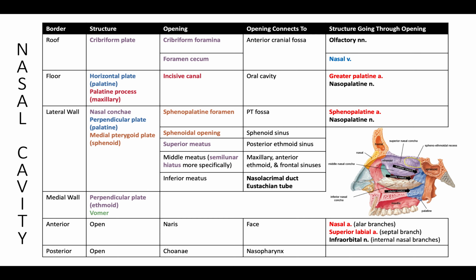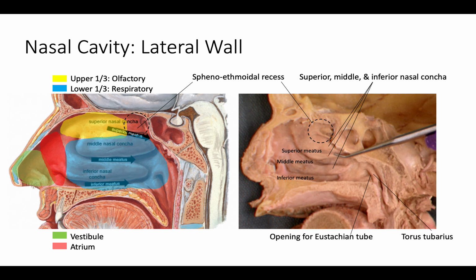So here's our cavity. This is a big chart, looks kind of confusing. It's important to know what the openings are and what they connect to. Some of the most important ones would be the superior meatus is going to connect to the posterior ethmoid sinus versus the middle meatus is getting maxillary, anterior ethmoid, and frontal. So make sure that you know superior goes with posterior ethmoid and middle goes with anterior ethmoid. And then the inferior meatus connects to that nasolacrimal duct and eustachian tube. And here's just looking at it again.